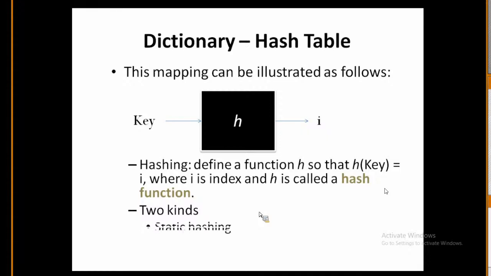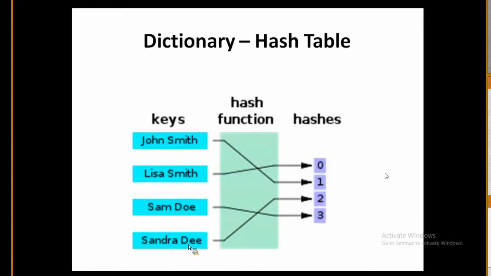There are two kinds of hashing, static hashing and dynamic hashing. So we are focusing on the static hashing. For example, as somebody was telling me, what are the keys? The keys could be a string.